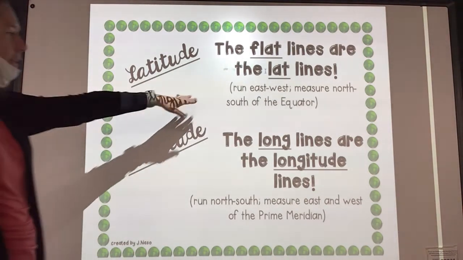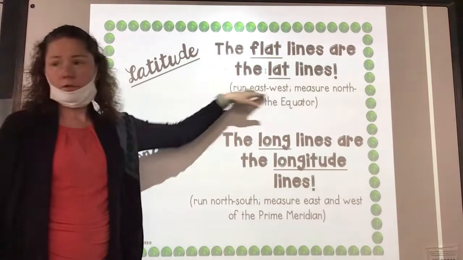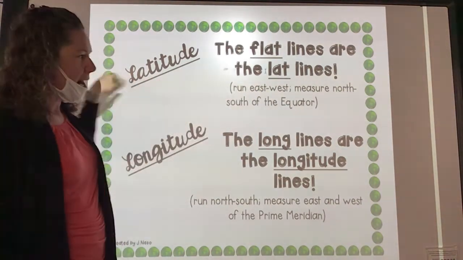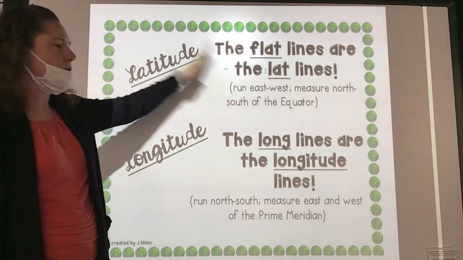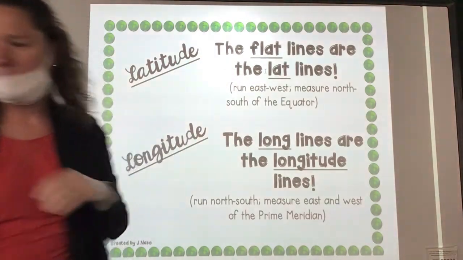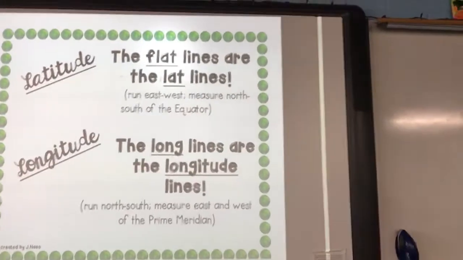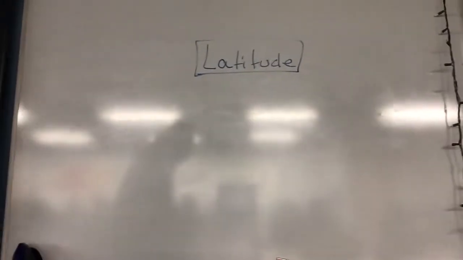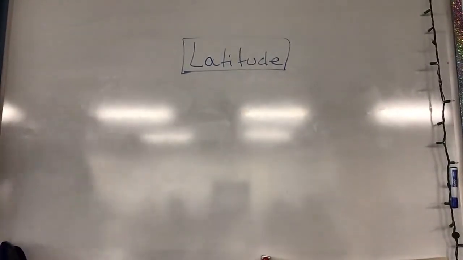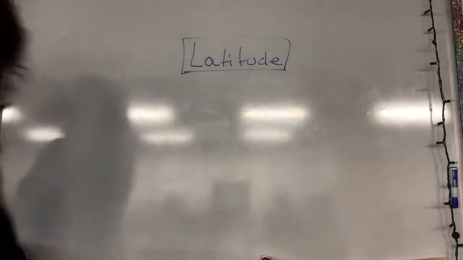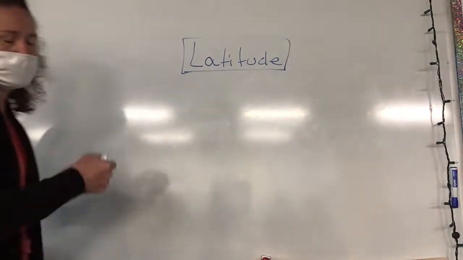Okay, so they run east and west, and this is what gets confusing. It's kind of what Sean and I were talking about. They run east and west on the maps, but they're measuring north and south. Okay, and I'm going to show you here on the board what your picture might look like. All right. So the definition would be, you could just write down flat lines are lat lines, so you know that they're flat.